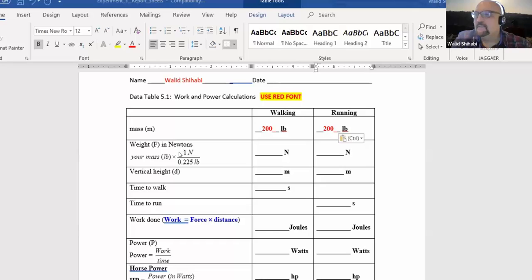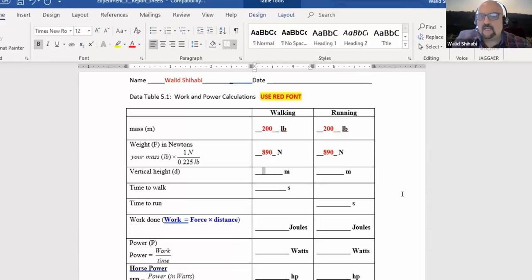Then for Newton, you have to convert your weight from pound to Newton by dividing by 0.225, okay? So to give you an example here, 200 pounds, when you divide it by 0.225, this might give you around 890 Newton. So the number will increase, as you see here. And again, make sure it's red. And this will be the same whether you are running or walking. You have the same weight whether you are running or walking, okay? All in red font, okay? All should be in red font.